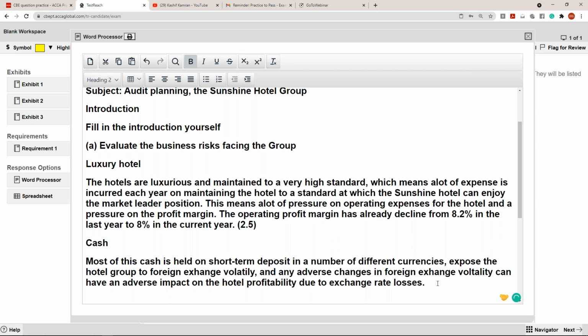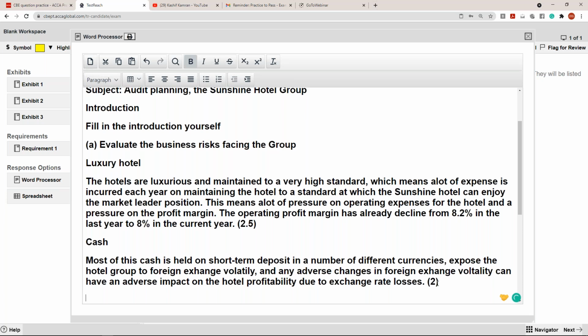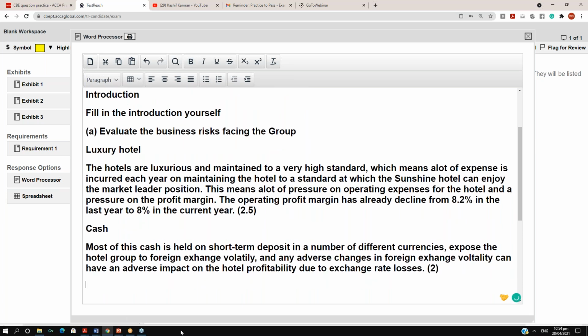So this is just a 2 marks risk, right? That the business is exposed to foreign exchange volatility because they have held their cash in different foreign currencies. This is just a 2 marks risk. And you come to the next one. I think the next one was the gearing risk.